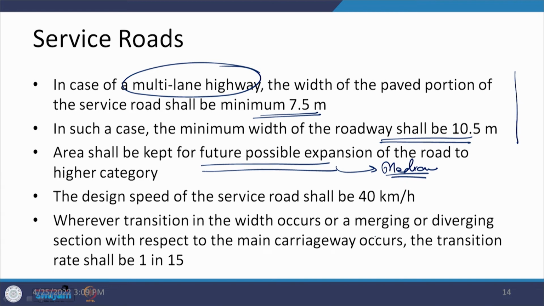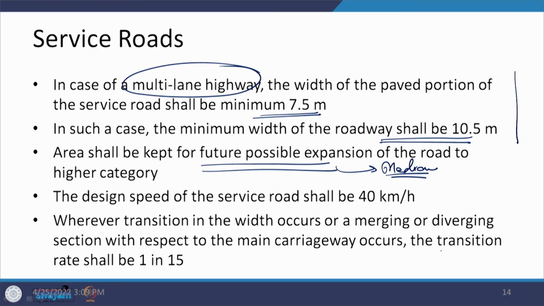So, if you have provided a wide median between the main carriageway and the service road, then this possibility is there. Now, these service roads are designed for a speed of 40 kilometers per hour, and there may be a possibility that these service roads are getting merged into an area, or they are getting diverted from a particular main road or a highway. In all of those cases, any location where there is a transition, a rate is going to be there. We have talked about this rate previously also when we talked about the medians as well as the shoulders or the flaring of the system, and there we said that it should be minimum 1 in 15 to 1 in 20. So, that is the same thing being defined here.